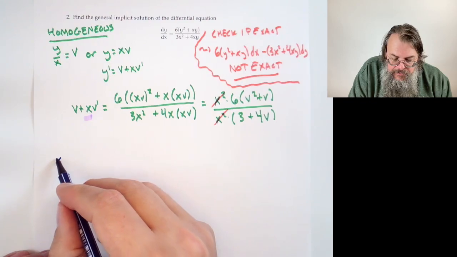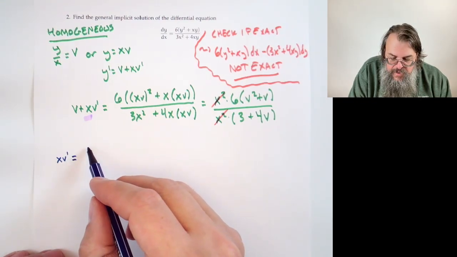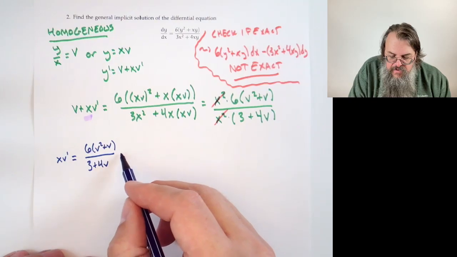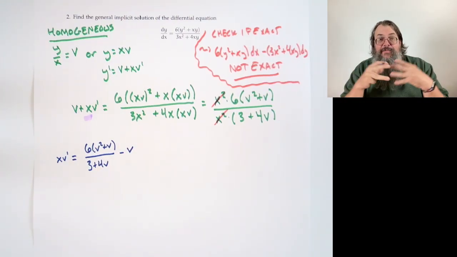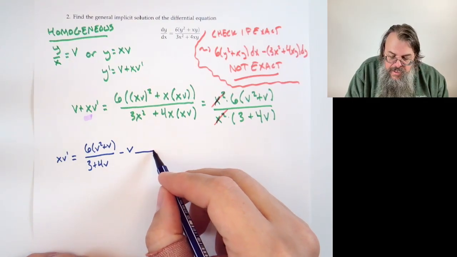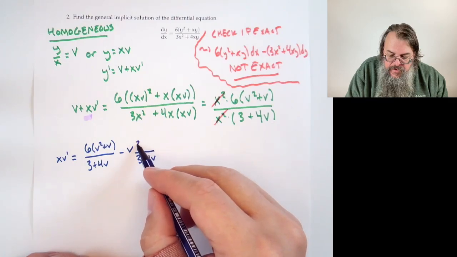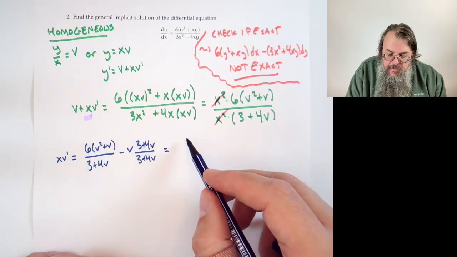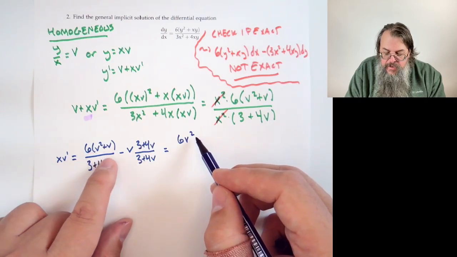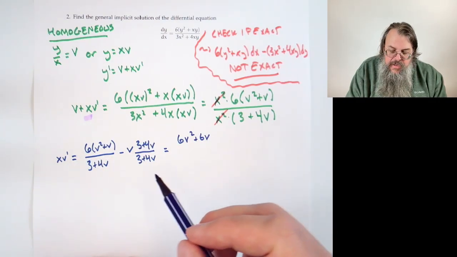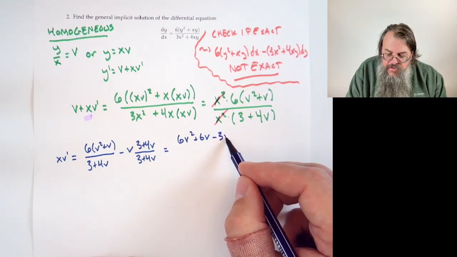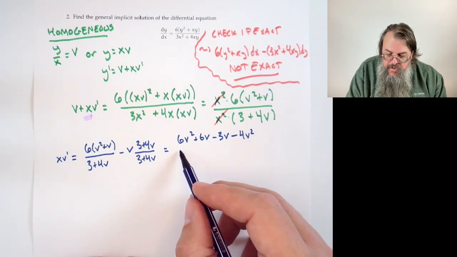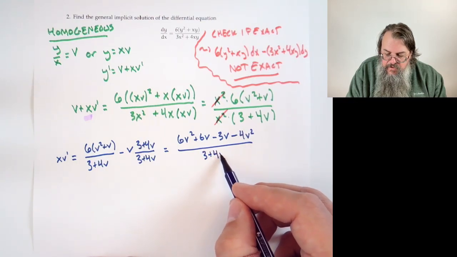So let's write this: x v prime is equal to 6 times v squared plus v over 3 plus 4v, subtract v. Now, we want to combine them together. So the way we'll do that is we'll get a common denominator, 3 plus 4v over 3 plus 4v. So that'll be 6v squared plus 6v, and then we're going to have minus 3v, and minus 4v squared, all divided by 3 plus 4v.